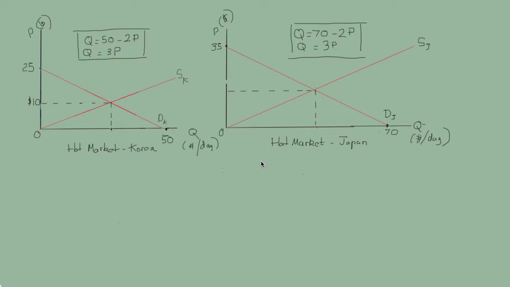Hey, welcome back. So we've got two new countries, Korea and Japan, and they both have markets for hats. They both like hats, and they also have a hat making industry. So they have a supply curve. S_K, subscript K, stands for the supply in Korea. D_K stands for the demand in Korea. Then we've got S_J for the supply curve in Japan. D_J for the demand curve, sorry, in Japan.